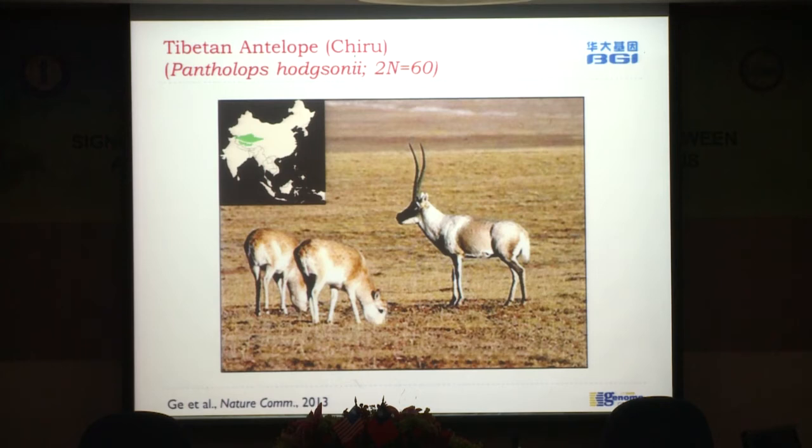Once you shear the wool off these animals, they die. And so they were hunted from a million down to maybe 75,000 today. So there's very important conservation potential. So BGI sequenced this animal.